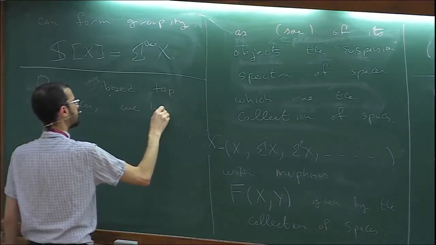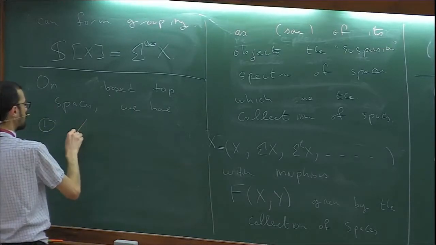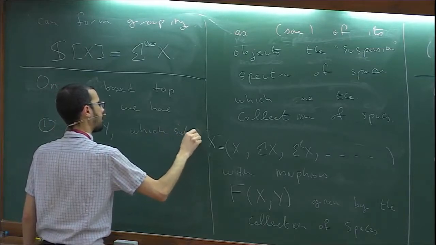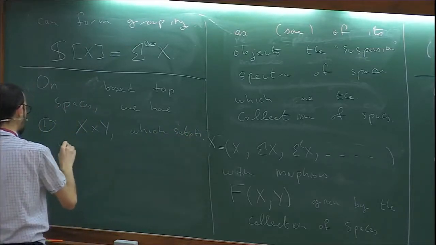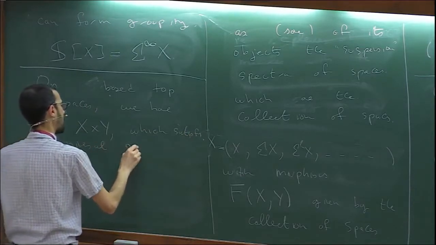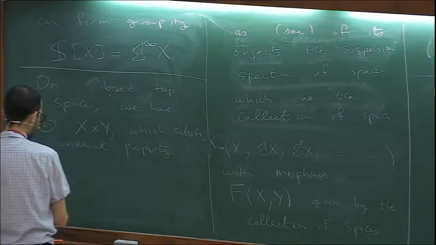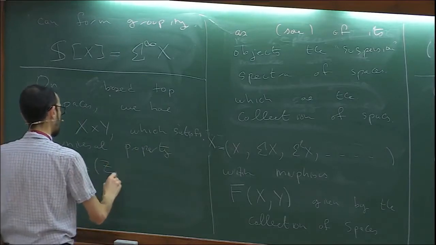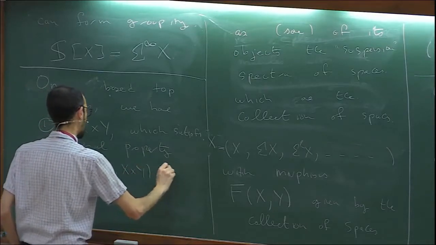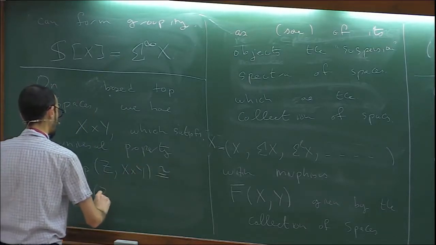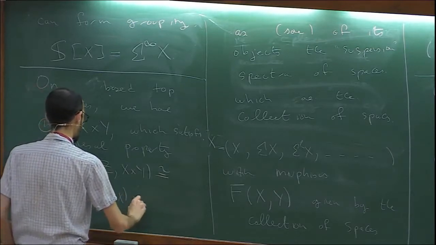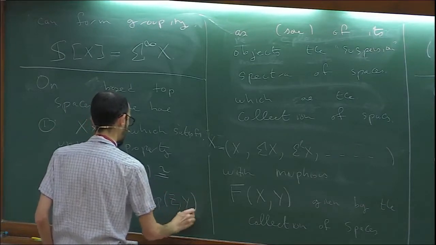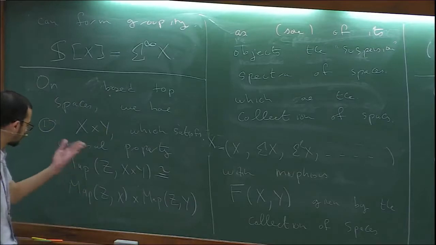We have one, the product X cross Y, which satisfies the universal property that maps from Z to X cross Y is maps from Z to X cross maps from Z to Y. Okay? So that's one of them.